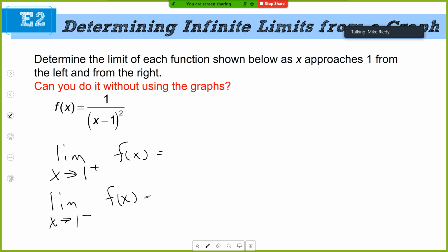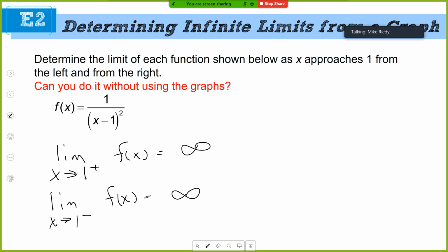Max, you're up first. Can you explain why you think this one is infinity? Because if you plug in a number that's slightly bigger than 1, you end up getting a positive number in the denominator. And the numerator is already positive, so we get positive. What do you think this bottom one is? Also positive infinity. Why? Because if you plug in a number that's slightly lower than 1, like 0.999999, I get a negative number, but because it's squared, it also becomes positive.